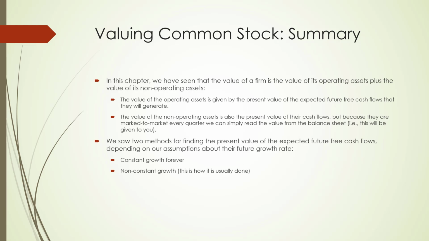All right, so let's wrap this up. We've seen that the value of the firm is the value of its operating assets plus the value of its non-operating assets. So that means we're going to find the present value of the expected future free cash flows. That gives us the value of operations. And then to that, we're going to add the value of non-operating assets. And typically we read those right off of the balance sheet.